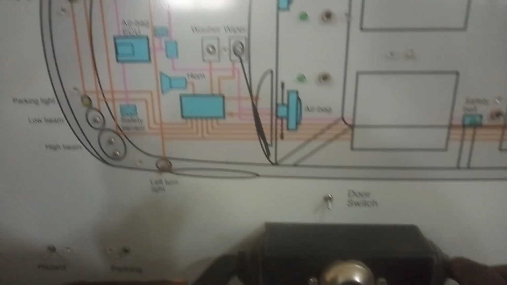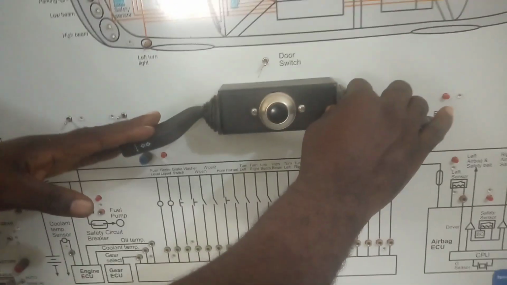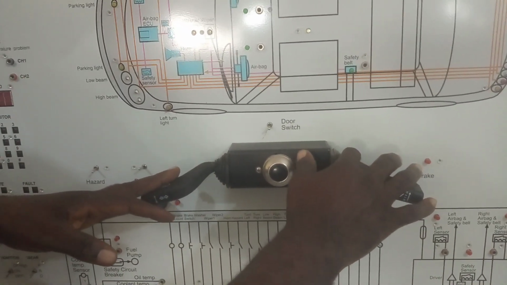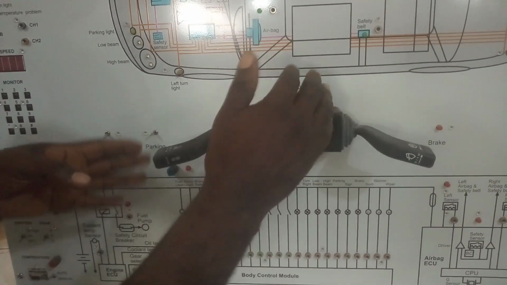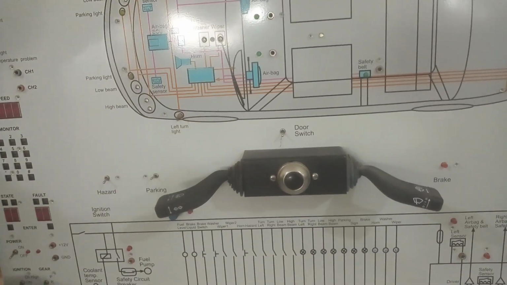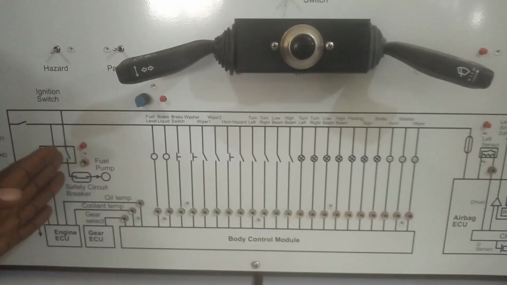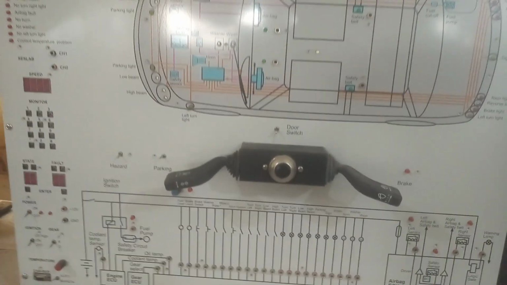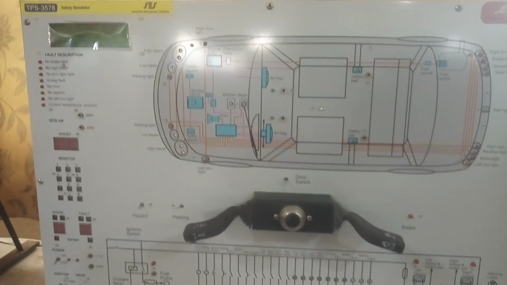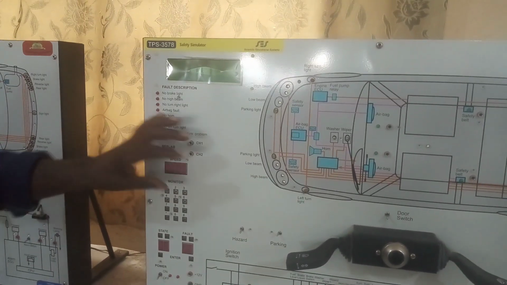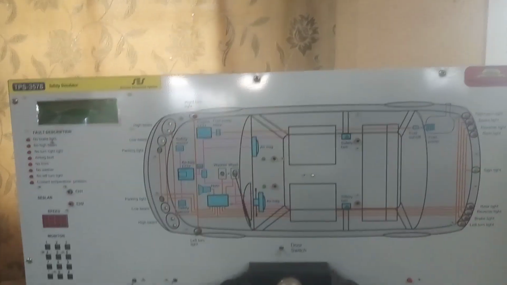This one here is the steering unit, where you can operate the signs. You have the body control module, the left side of it and the right side. As I earlier said, these faults can be simulated on this panel.